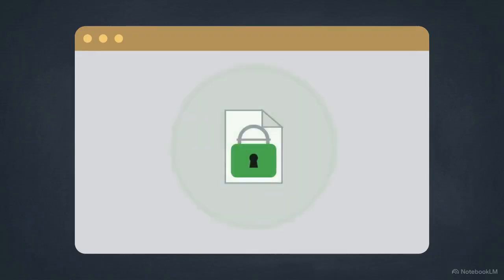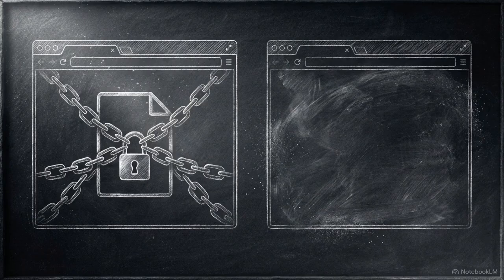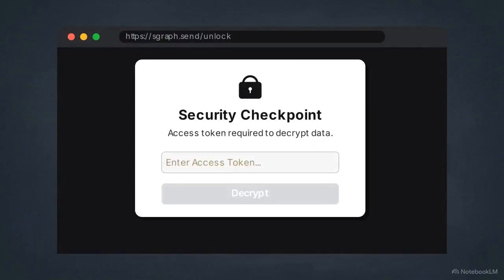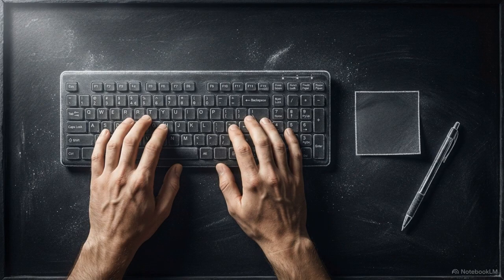He opened his primary web browser, uploaded a file, and the app encrypted it perfectly. Then he opened a second browser to download that same file, but the application stopped him, asking for an access token to decrypt the data. Pedro hadn't written his token down.